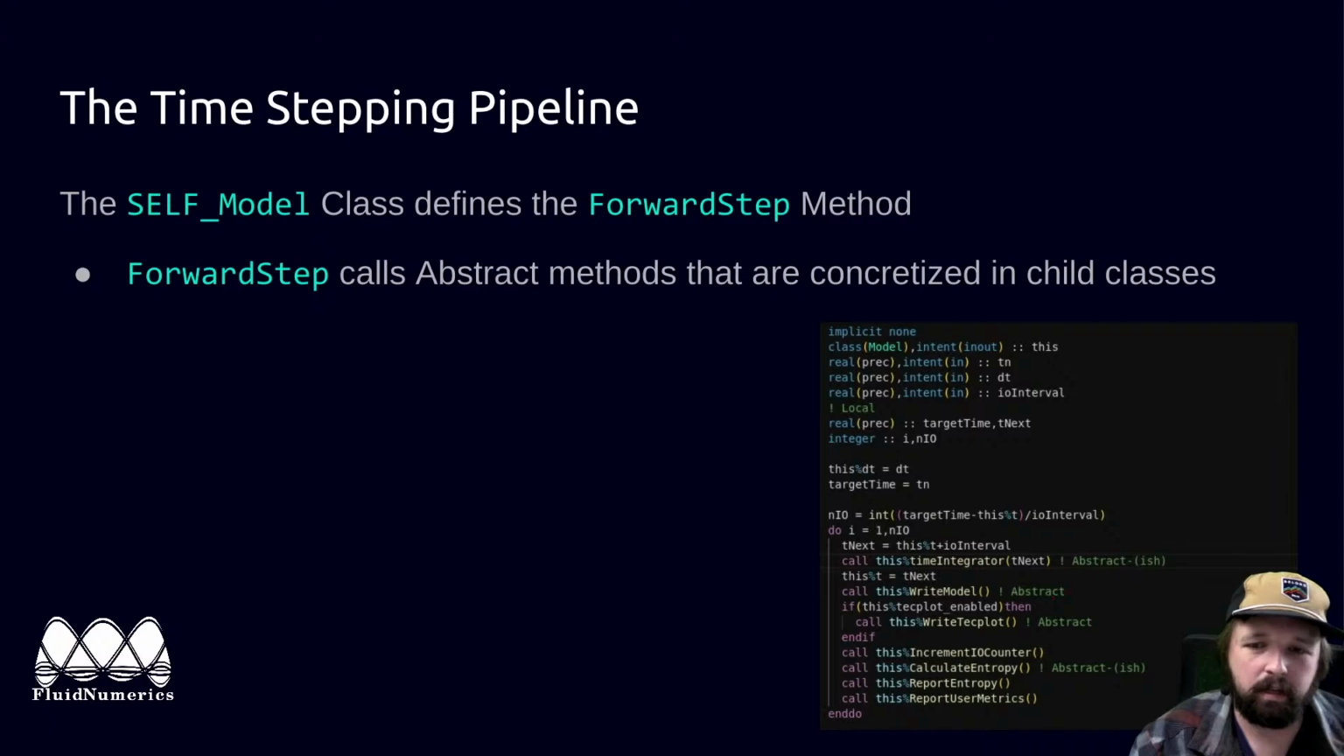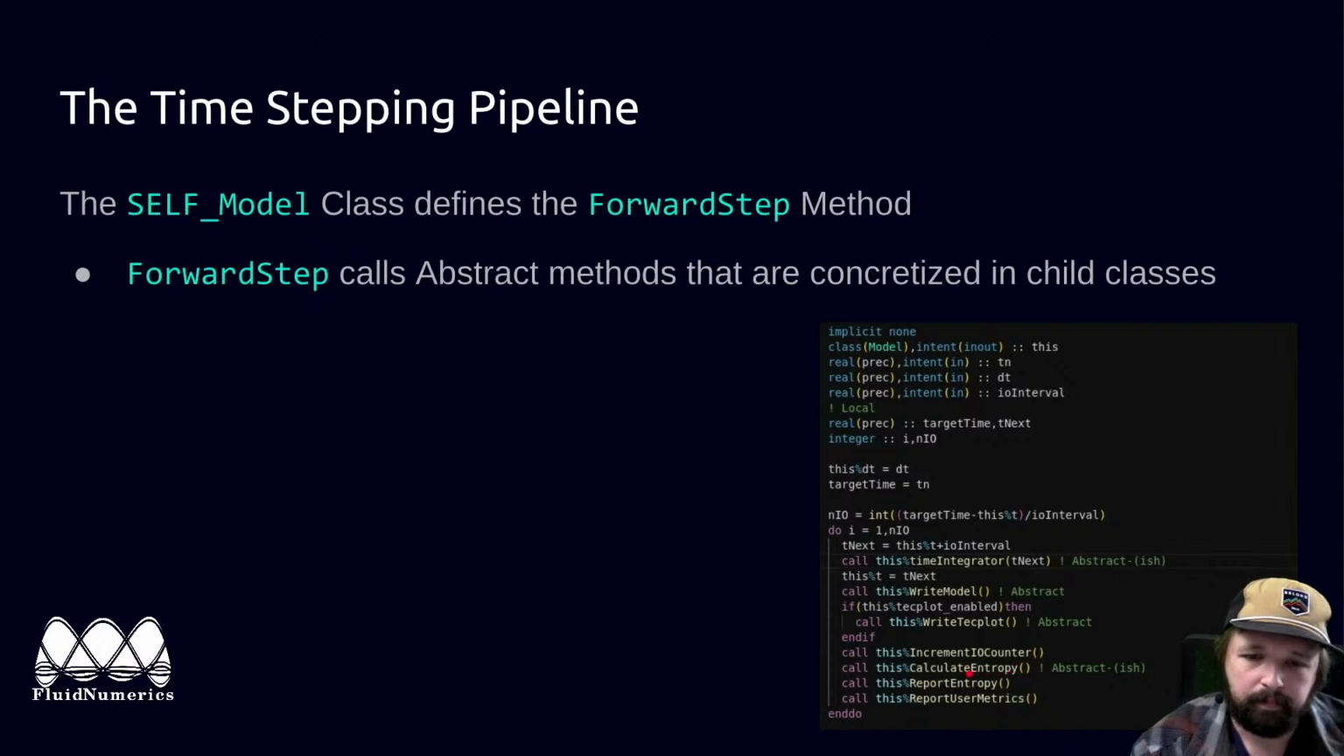Again, these are abstract at the model level, because at this stage, we have no concept of 1D, 2D, or 3D. Basically, write model and write Tecplot end up getting concretized one level down in the DG model 1D, 2D, and 3D classes. From there, there's an I/O counter that's incremented just so that the output files have the correct timestamps on them.